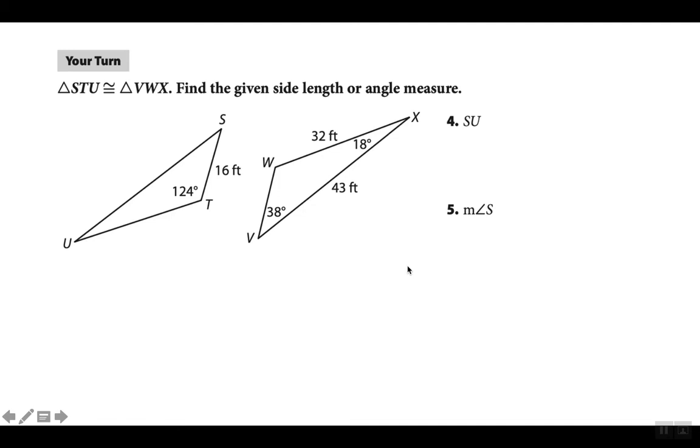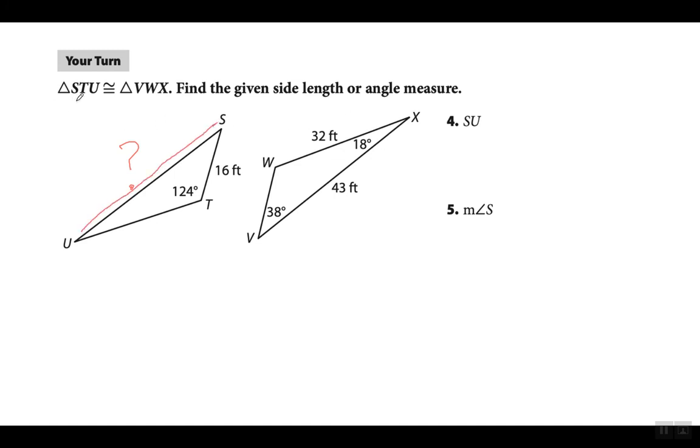Let's look at another example. Again, on the top it tells us that the two triangles are congruent. And remember, the order of the letters is very important because it tells us which side corresponds with which side, which angle with which angle, etc. So question 4, we got to find out what's the measure of side SU. We're looking for this. What is the measure of side SU? This side right here.